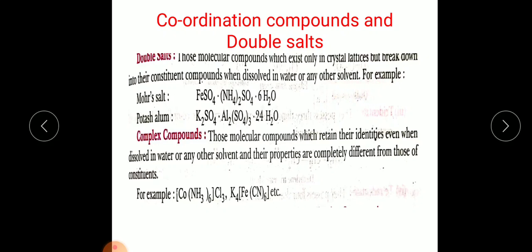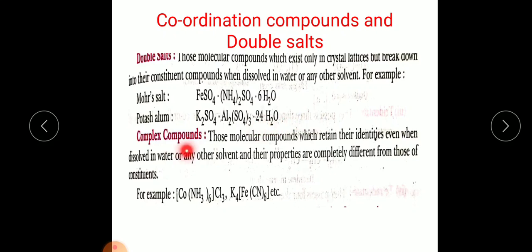For example, Mohr's salt is written as FeSO4.(NH4)2SO4.6H2O. In this we have a mixture of two salts. One is ferrous sulfate and the other is ammonium sulfate. So it is an example of double salt. When dissolved in water, it breaks down into its constituent compounds. Similarly, potash alum, K2SO4.Al2(SO4)3.24H2O. These are examples of double salt.